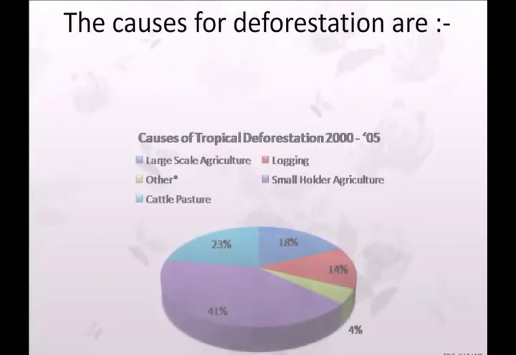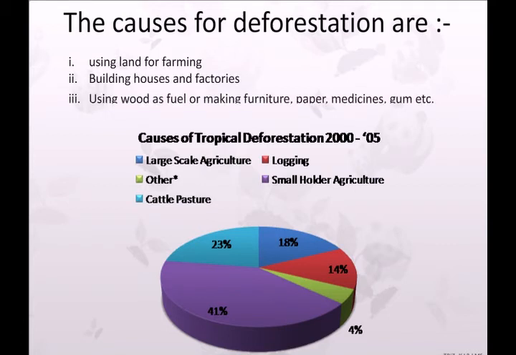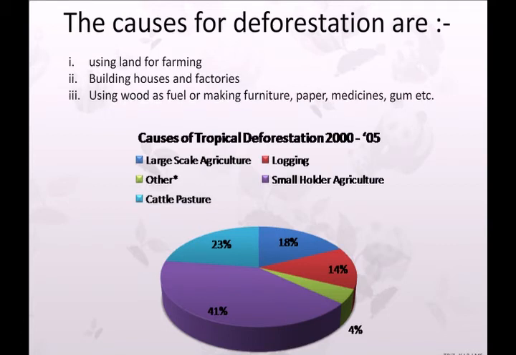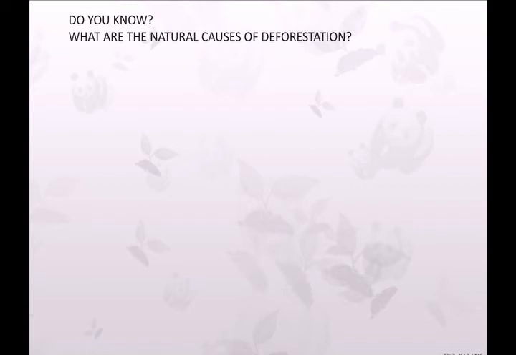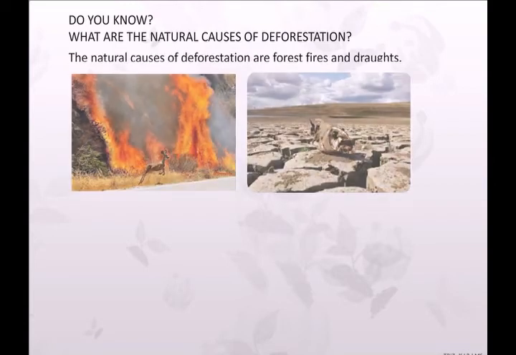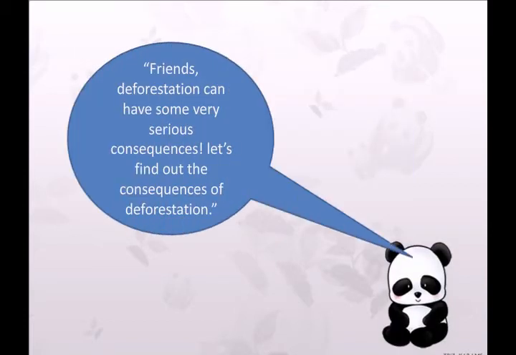The causes for deforestation are using land for farming, building houses and factories, using wood as fuel or making furniture, paper, medicines, gum, etc. Do you know what the natural causes of deforestation are? The natural causes of deforestation are forest fires and droughts. Friends, deforestation can have some very serious consequences. Let's find out the consequences of deforestation.